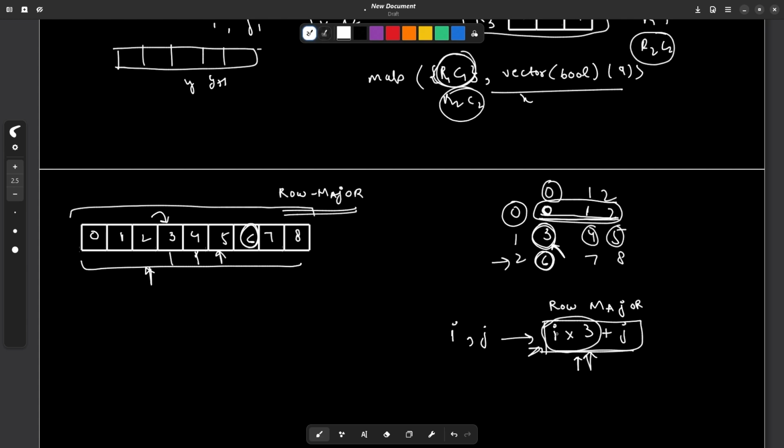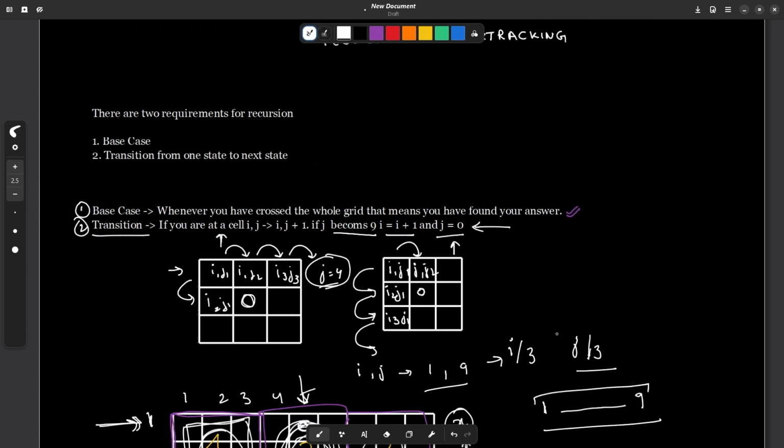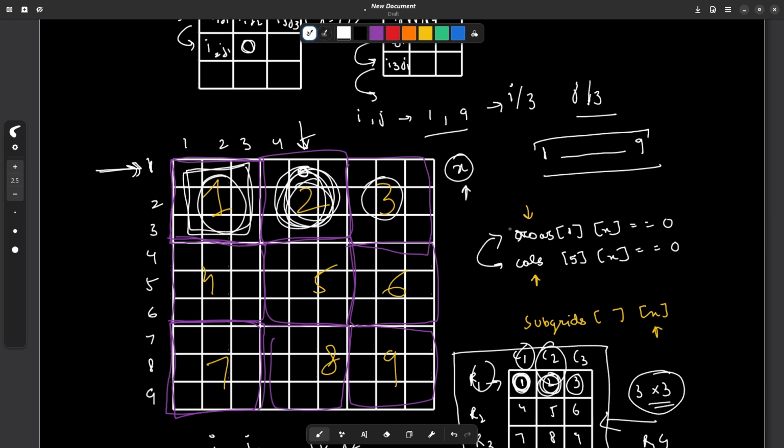Now let us recall what we have discussed till now. So we have discussed what is the base case. We have discussed how to make the transition, right? How do we make the transition? First of all, we need to understand how do we move from one cell to another. And before moving on to the next cell, we understood how do we assign the values. So if that particular value x is not present in the current row, if that particular value x is not present in the current column, and if that particular value x is not present in the current subgrid, then only I can take that particular value x, right?